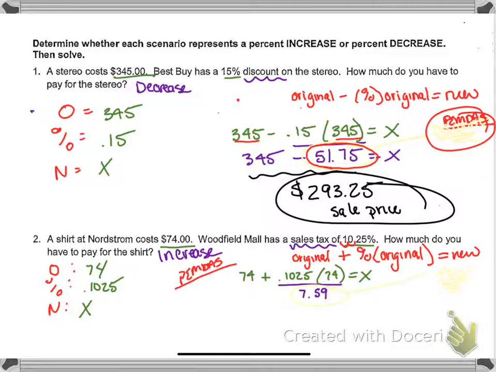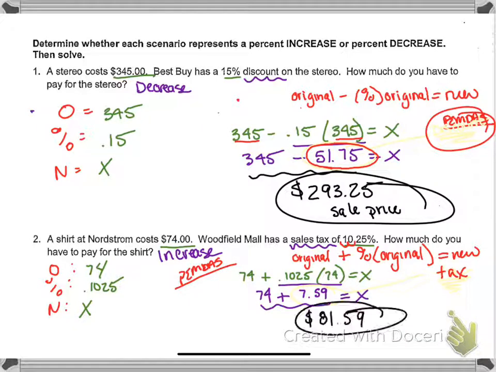0.1025 times 74 is $7.59. Again, I know you can't see that very well, but this is how much tax I'm paying on that shirt. So I'm going to bring down 74. So 74, my original amount, plus that tax is going to give me how much I have to pay. So now for that shirt, I have to pay $81.59.